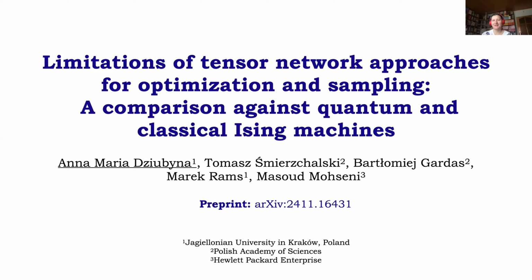As you heard, I'm here today to talk about limitations of tensor network approaches for optimization and sampling. That is an interplay between employing tensor network techniques in the context of spin glasses, but with the motivations coming from quantum annealing. I've been working on this with Tomek Śmieszchalski and Bartek Gardas from Polish Academy of Sciences, with Marek Grams from Jagiellonian University and Masoud Moshani from HPE. More details you can read in our paper, which you can find on arXiv.